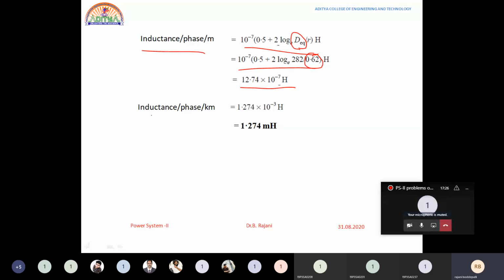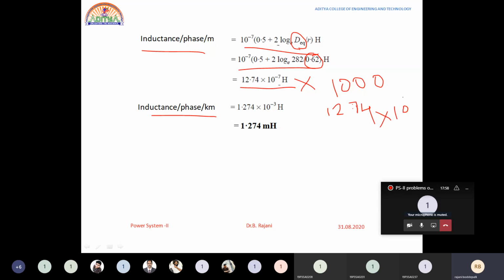If you want to change it to inductance per phase per kilometer, now what happens? This is multiplied by 1000. When you multiply by 1000, it changes to 12.74 into 10 to the power of minus 4.